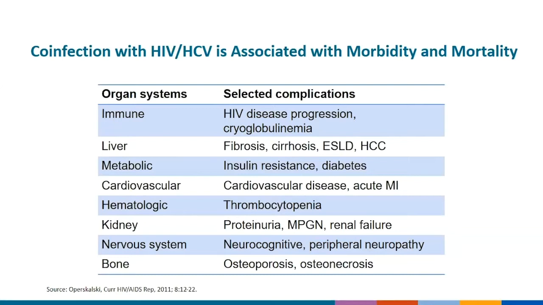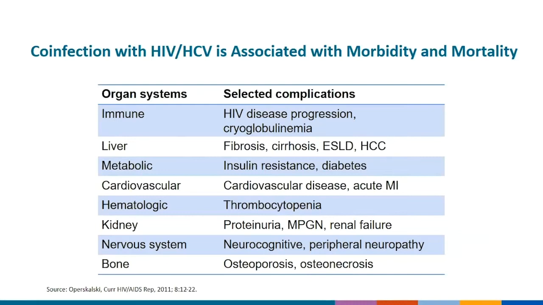Other immune effects include cryoglobulinemia, metabolic effects include insulin resistance and diabetes, cardiovascular disease and cerebrovascular disease risk is increased, thrombocytopenia occurs because of cirrhosis, proteinuria and other kidney disease are often related to cryoglobulinemia, cognitive defects and peripheral nervous system disease occur, and osteoporosis and osteonecrosis occur because of liver disease. Fortunately, hepatitis C is curable.